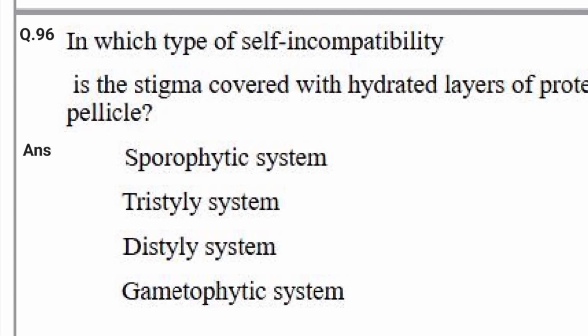Let's see the next question. In which type of self-incompatibility is the stigma covered with a hydrated layer of protecting pellicle? For this, the options are sporophytic system, tristyly system, distyly system, gametophytic system. For this, the correct answer is sporophytic system.